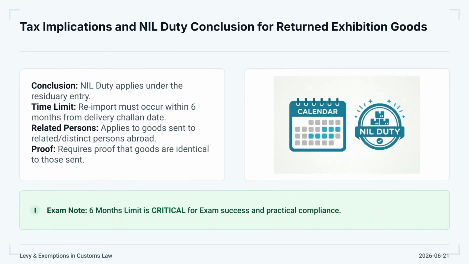The practical outcome of the CBIC clarification is that re-imported exhibition or consignment goods generally attract NIL customs duty under the residuary category of Notification 45/2017. However, one critical condition must be remembered. The goods must be re-imported within 6 months from the date of the delivery challan. This benefit also extends to goods sent to related persons, distinct persons, principals, or agents abroad, provided the goods are returned without approval or acceptance. For examination purposes, the 6-month condition is extremely important and frequently tested in MCQs and practical case studies.